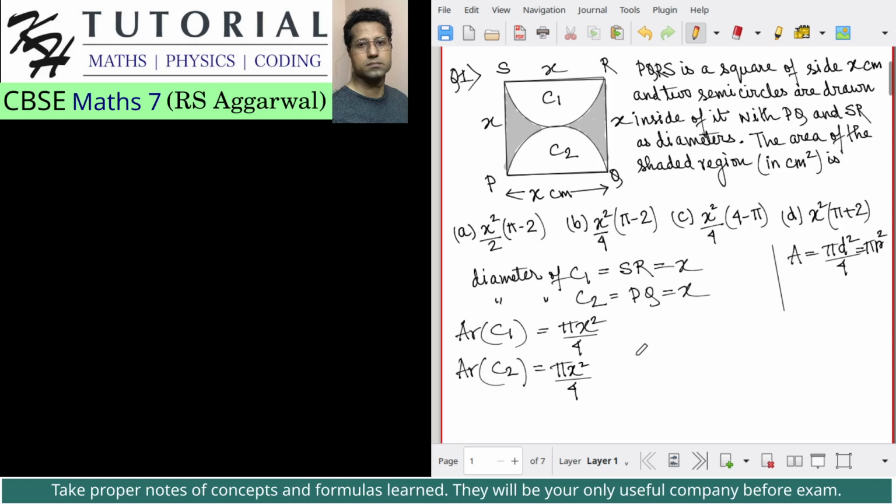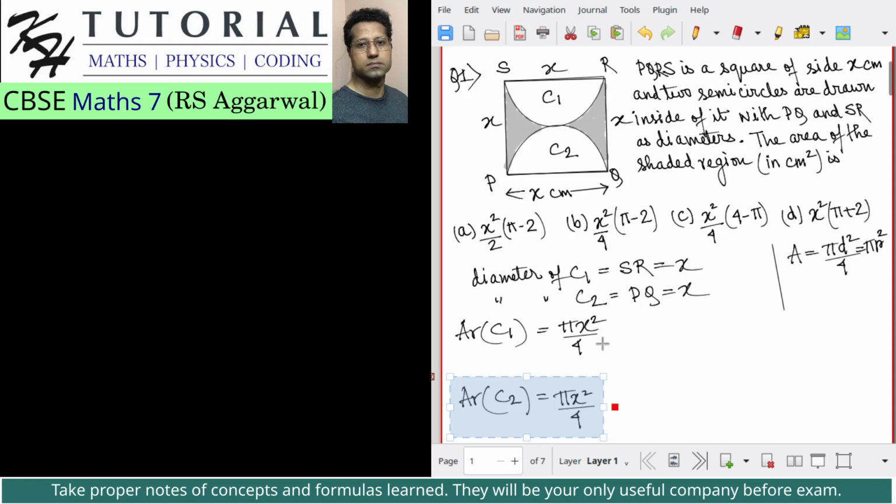But I'm wrong. The area of semicircle C1 will not be pi x square by 4, but it will be pi x square by 4 divided by 2, because it's a semicircle. Area of a circle having diameter d is equal to pi d square by 4, but the area of a semicircle is half the area of a circle. So the area of the semicircle C1 will be pi x square by 4, this whole divided by 2, which is equal to pi x square by 8.